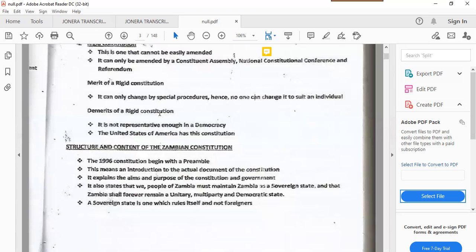So because it's very rigid, it does have one merit. It can only change by special procedures. Hence, no one can change it to suit an individual. It protects everyone's rights because it's very bureaucratic. It requires a lot of meetings to even change one tiny thing. So its huge advantage is that it cannot easily be changed. But you have to know this full sentence.